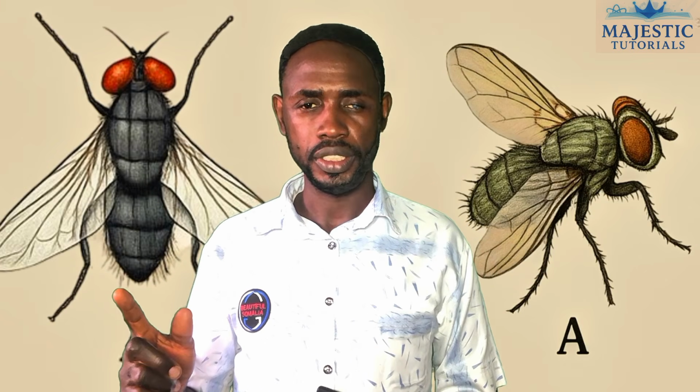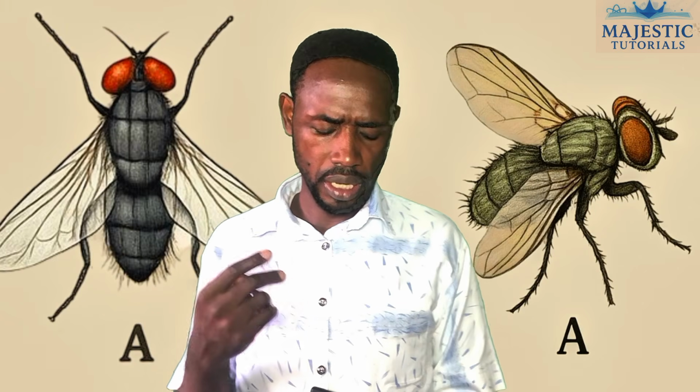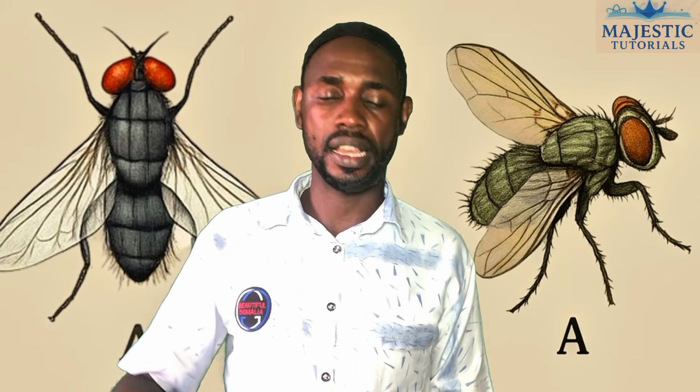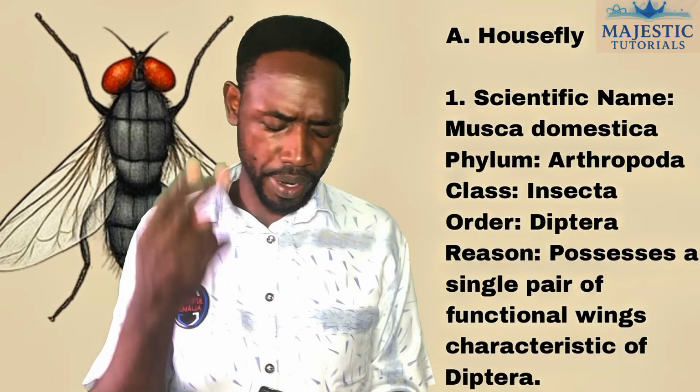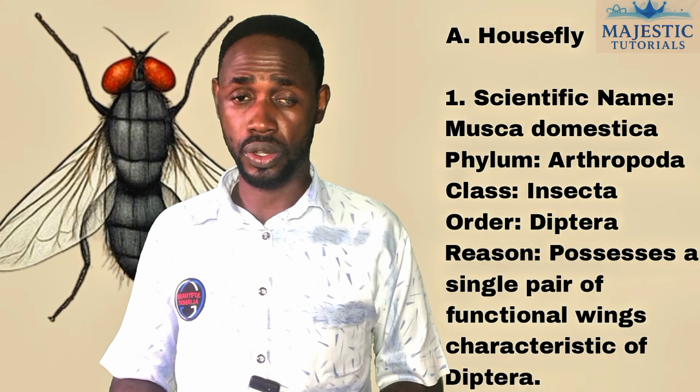So what's the class? Insecta. Then what is the order? Diptera. Di means two wings. So the order to which it belongs under the class Insecta is Diptera, meaning it has a pair of wings, a single pair of functional wings, which is the characteristic of what we call Diptera.